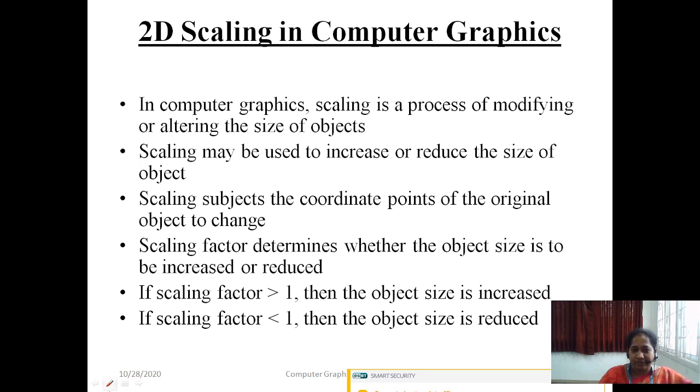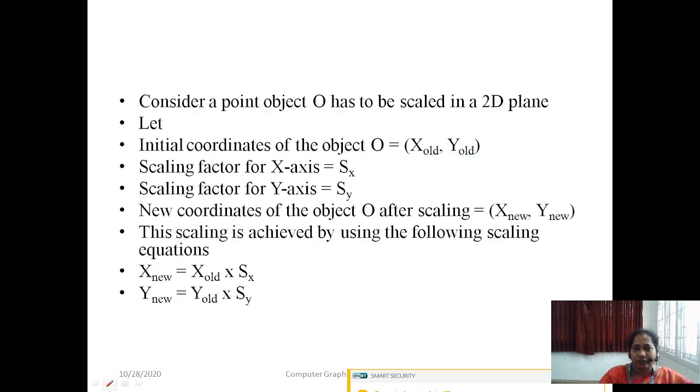Suppose if our scaling factor is greater than 1, then the object size is increased. If our scaling factor is less than 1, our object size will be reduced. So let us consider the initial coordinate of the object O equal to (x old, y old). The scaling factor based on x-axis is equal to Sx. The scaling factor based on y-axis is equal to Sy.